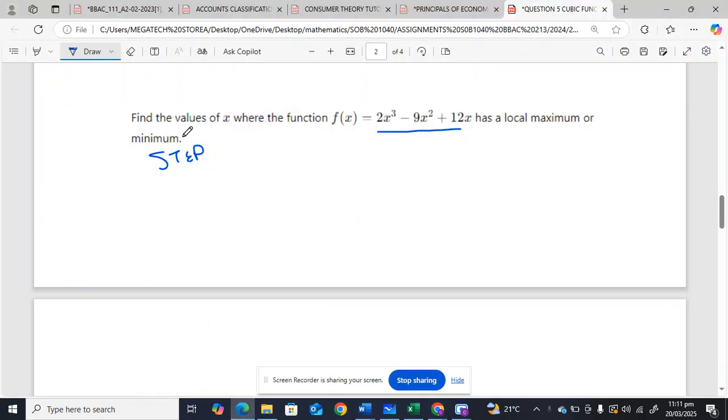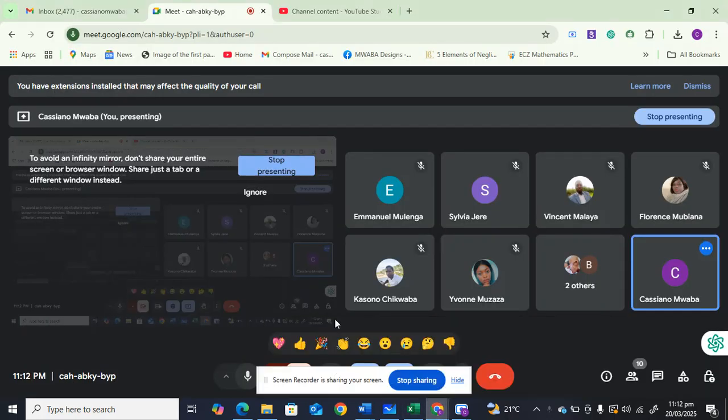Okay, so find the values of x where the function f of x equals 2x cubed minus 9x squared plus 12x has a local maximum or minimum. So colleagues, step one, what do we do? What do we do in step one?